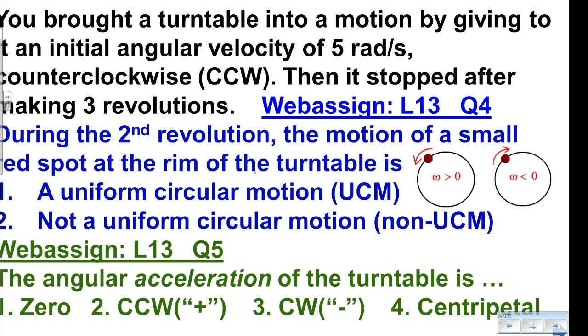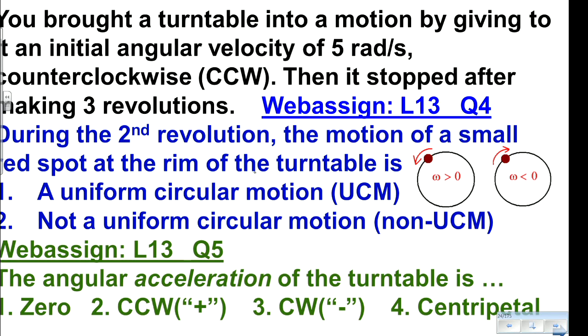So, is it a uniform circular motion? What do you think? Why? Close but not exactly the correct answer. Why? Uniform means what remains constant? Speed. And speed clearly changes. It slows down. Speed was not 0 and then 0. That's all we need to know. It changed. So it's not a uniform circular motion because speed changes.